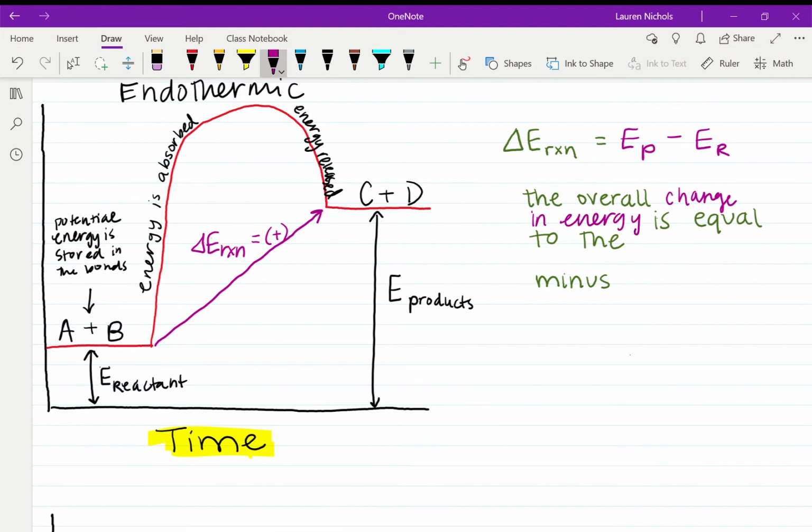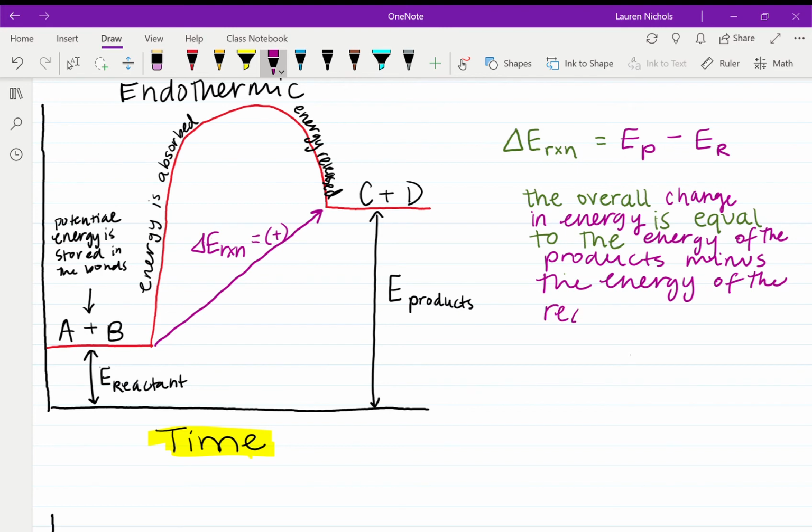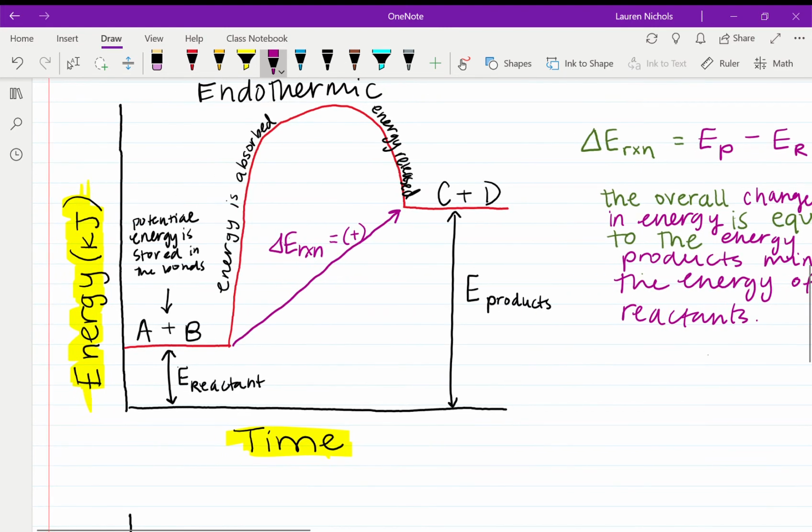And so this is how we know that the overall change in energy is equal to the energy of the products minus the energy of the reactants. Okay, and so this would be an endothermic graph.